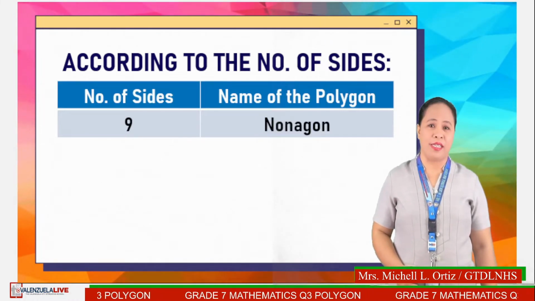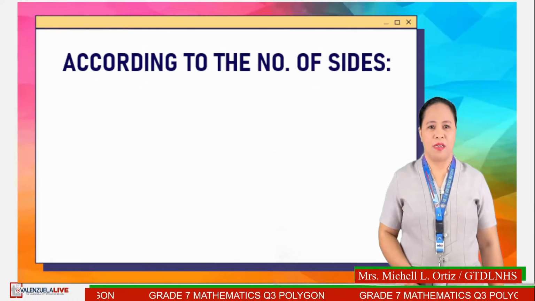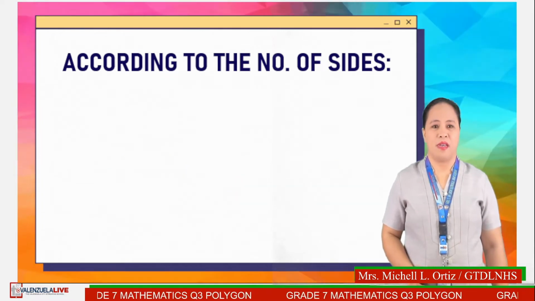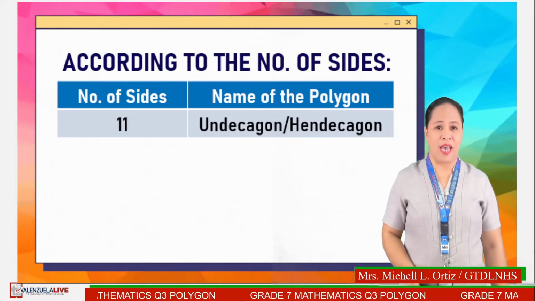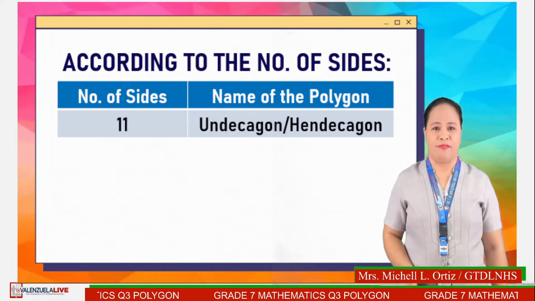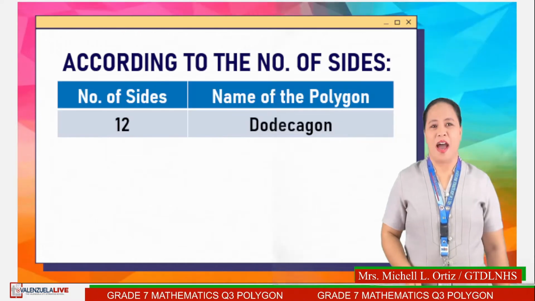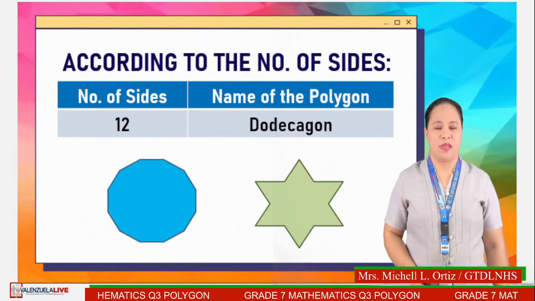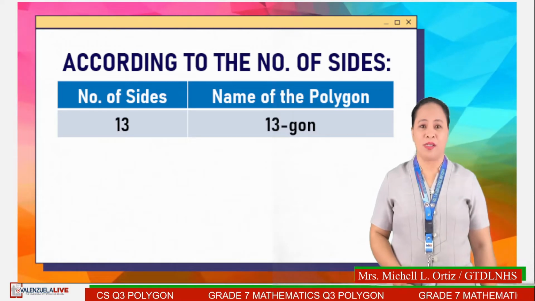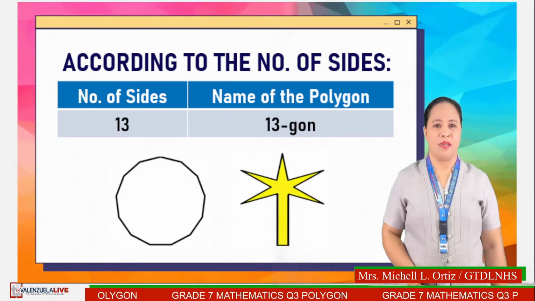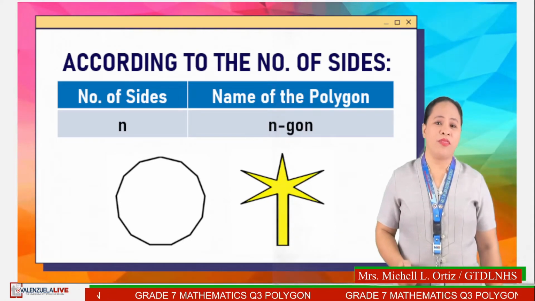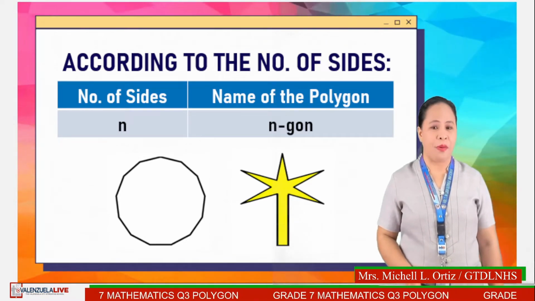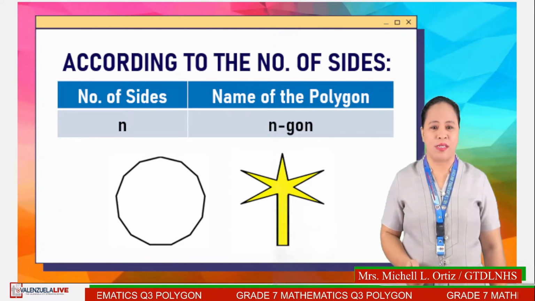A 9-sided polygon is a nonagon. A 10-sided polygon is a decagon. A polygon with 11 sides is called a hendecagon. A polygon with 12 sides is called a dodecagon. A 13-sided polygon is called a 13-gon. For polygons with 13 or more sides, use the pattern number and gon to name the polygon. For example, a polygon with 23 sides is called 23-gon.